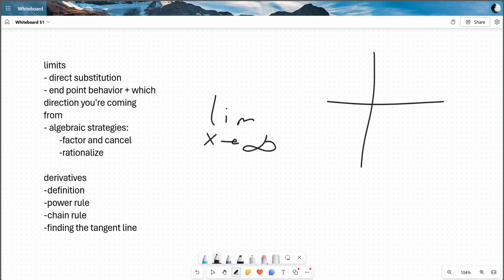So if we have something like e to the power of x, which looks like this, we can see as x goes to infinity, y is just going all the way up to infinity. So the value of this is just going to be infinity, right?